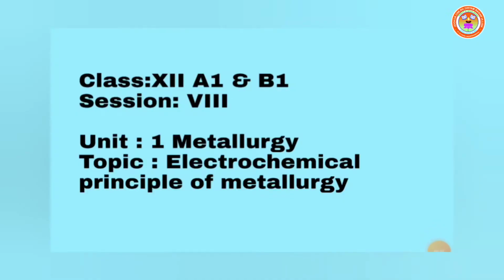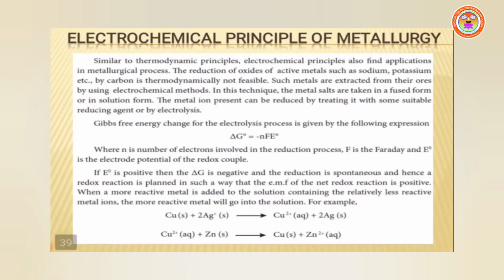Good morning children. In today's class from Unit 1 Metallurgy, we are going to discuss how, similar to thermodynamic principles, electrochemical principles also find applications in metallurgical processes. The reduction of oxides of active metals such as sodium, potassium, etc. by carbon is thermodynamically not feasible. We saw this already. Such metals are extracted from their ores by using electrochemical methods.